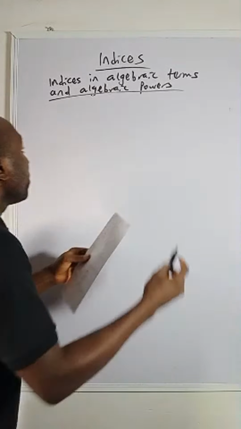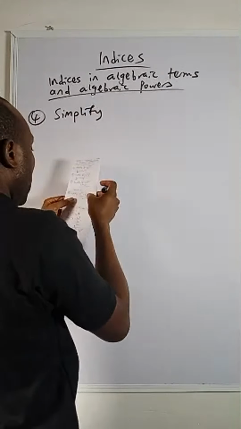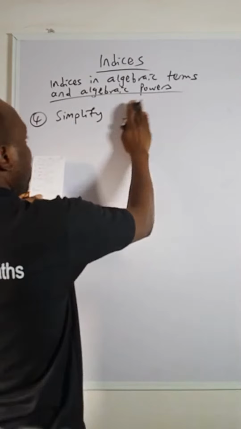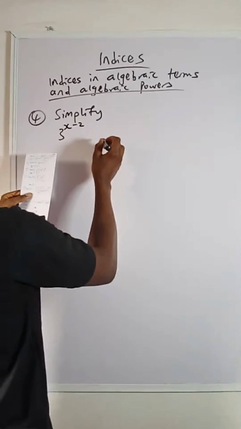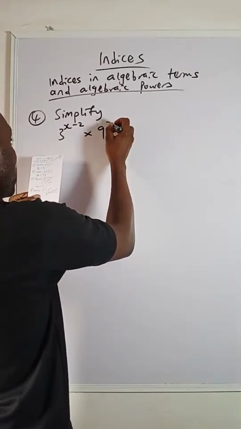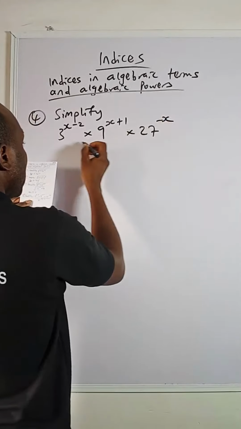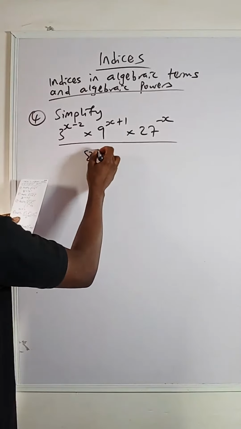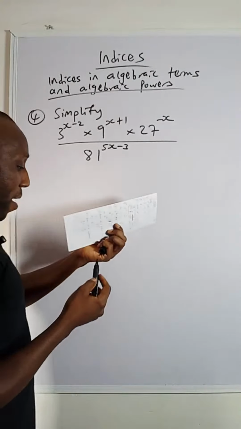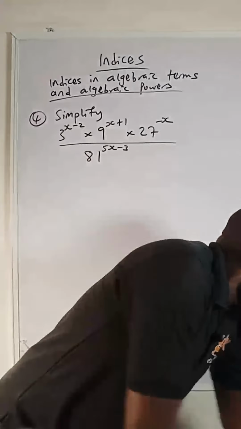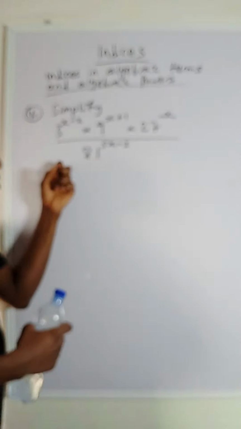So here we go, people. Number 4, it says simplify 3x raised by negative 2 times 9 raised by x plus 1 times 27 raised by negative x, all divided by 81 raised by 5x minus 3. Very, very interesting problem for every one of us to try. Okay, everybody, do this.